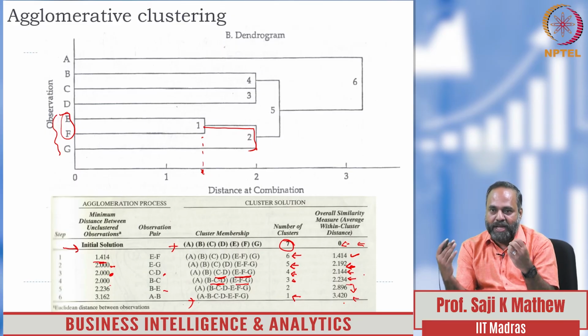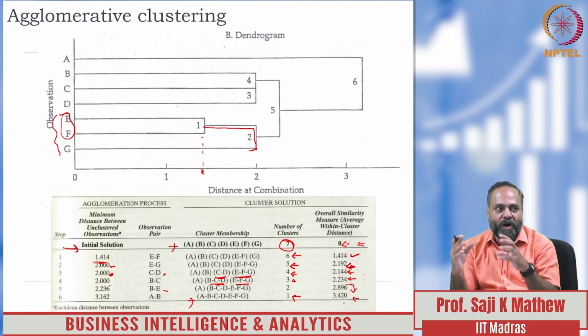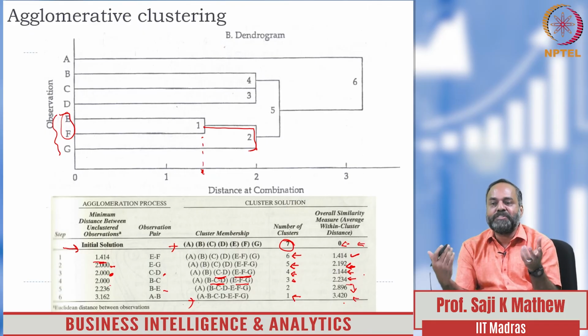So, we are looking at two aspects. One is the number of clusters. We do not want n number of clusters, we also do not want 1 cluster. We want some sort of a reasonable number of clusters. What is that reasonable? That reasonable is a number which is negotiable.